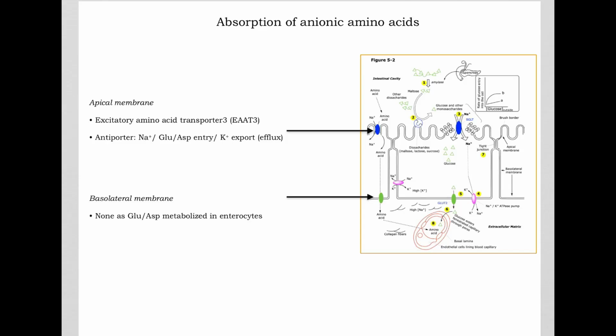So once the acidic amino acids, glutamic acid and aspartic acid, enter the cytoplasm of the intestinal cells, they're basically metabolized in the intestinal cells, in the enterocytes. So there are no basolateral membrane proteins that have been identified that actually export these anionic amino acids out of the cell.